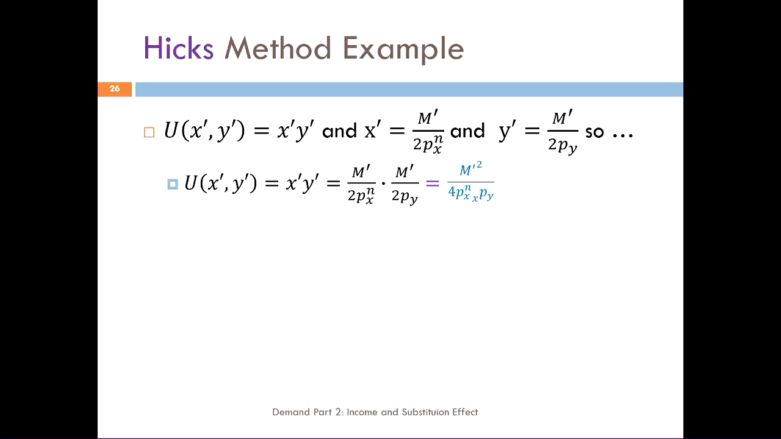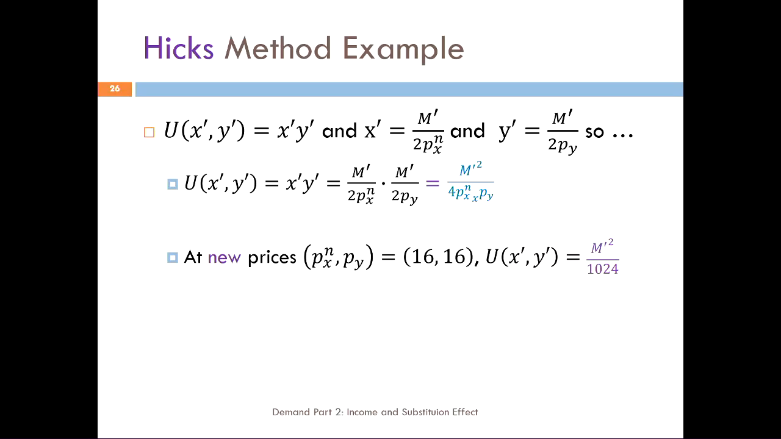So now we have utility, instead of in terms of the goods X and Y, in terms of income and prices. But we know what the prices are. Remember, we're evaluating this bundle X prime, Y prime at the new prices. So plug in the new prices, 16 and 16. We have that the utility of the bundle X prime, Y prime is equal to income squared divided by 1024. Now we have utility purely in terms of income.